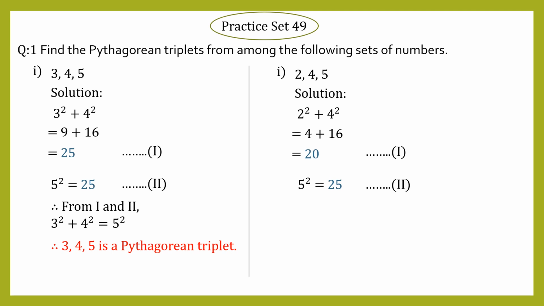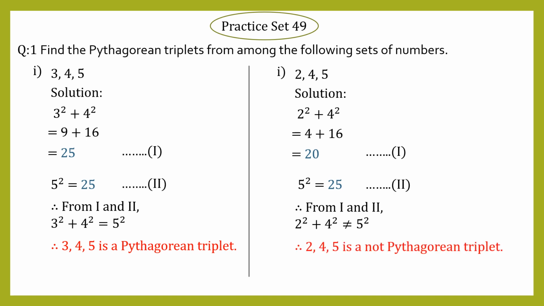Now, dear children, observe equation number 1 and 2. 2 square plus 4 square is 20, and 5 square is 25. Are they equal? No, they are not equal. So we can write, therefore, from 1 and 2, 2 square plus 4 square is not equal to 5 square. So, since 2 square plus 4 square is not equal to 5 square, 2, 4 and 5 is not a Pythagorean triplet.